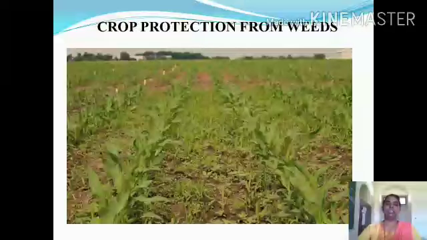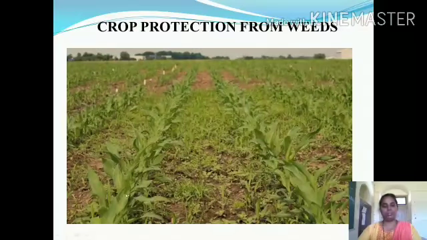See here, this field shows the crop that we have grown in a proper line, and some other plants are grown in between. These are not required by us. These are called what? The weeds. The removal of these weeds, that is weeding, is very essential.